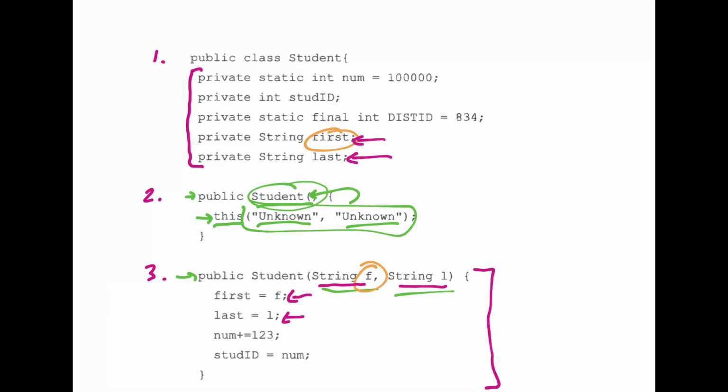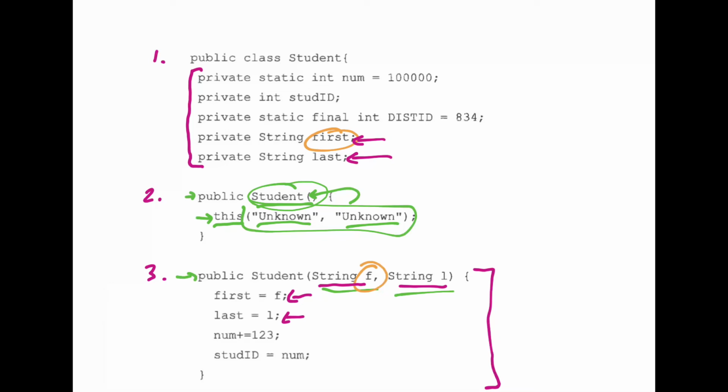The directions then say the toString method should return the info as seen as the sample run. So we'll get to that in just a second. I'm going to skip that right now. But then it says create another method called getStudentID that returns it. We're going to come back to that. It says lastly, the district ID 834 should also be assigned and printed with each student.